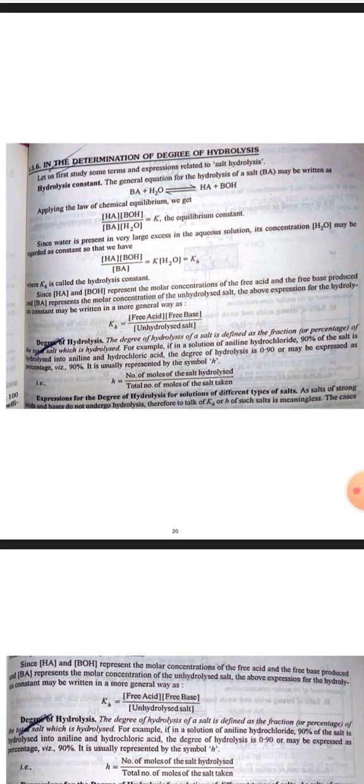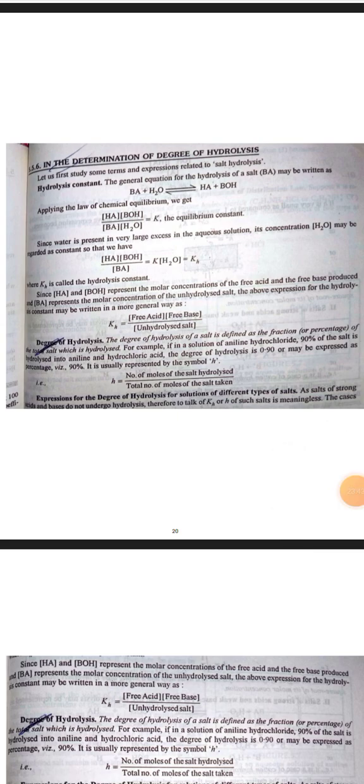In the determination of degree of hydrolysis, let us first study some terms and expressions related to the salt hydrolysis constant. The general equation for the hydrolysis of a salt BA may be written as BA plus H2O equals HA plus BOH. Applying the law of chemical equilibrium, concentration of HA times concentration of BOH upon concentration of BA times concentration of H2O equals K, the equilibrium constant.